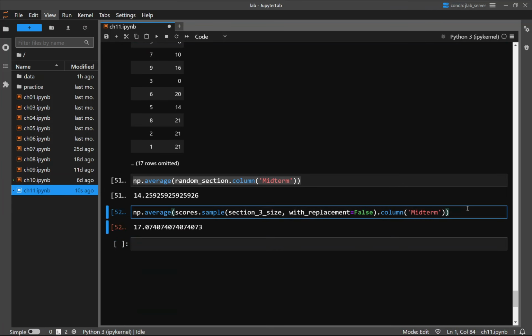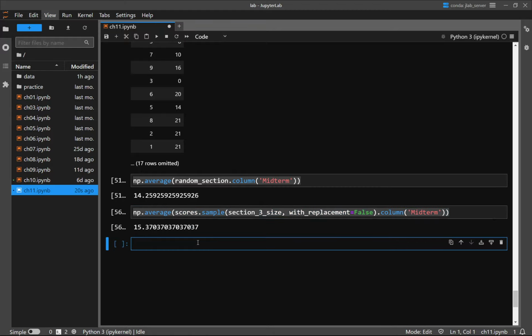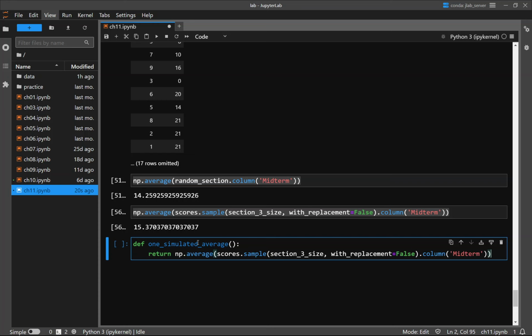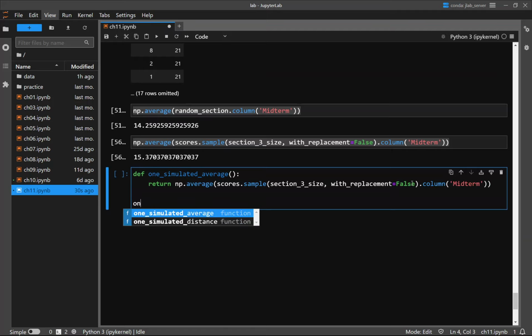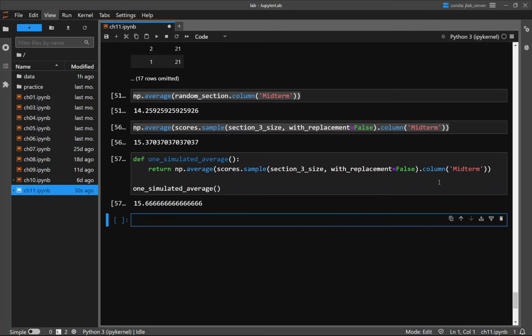So there's a very well-performing section 3. There's a worse performing one. So in one line, you can just do it like that. Cool. Nice. So I just need a function that returns this value every time I call it. Def one simulated average. Call it with nothing, and it returns this answer back. So one simulated value. And every time I call it, it gives me a new number.